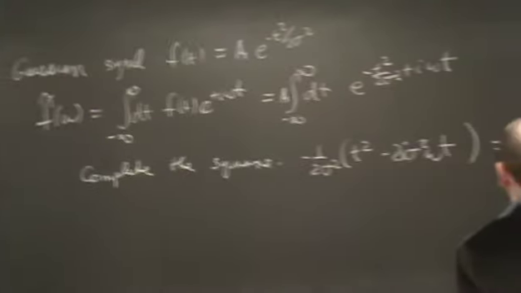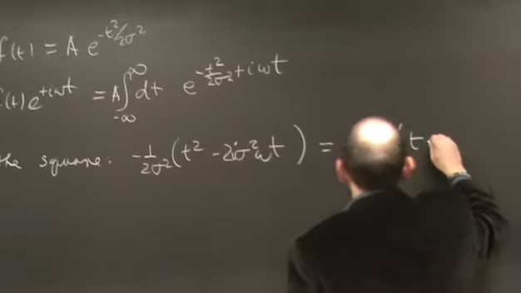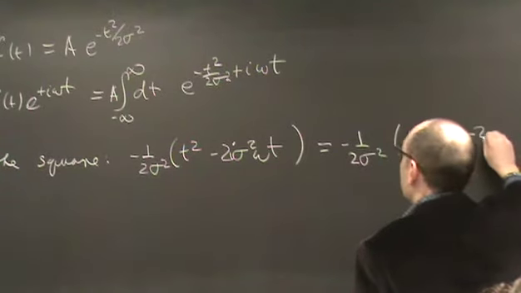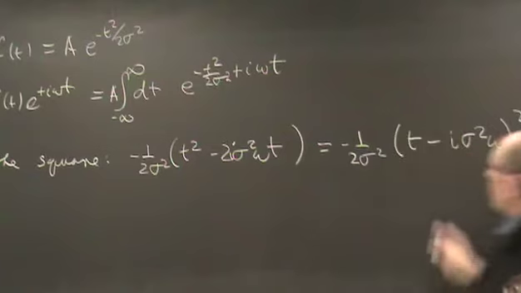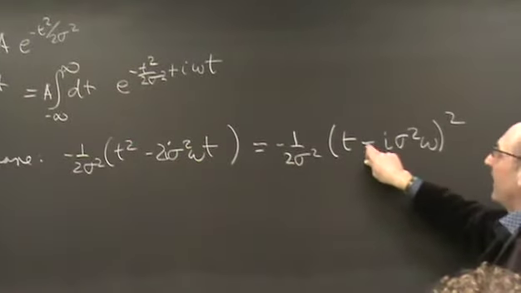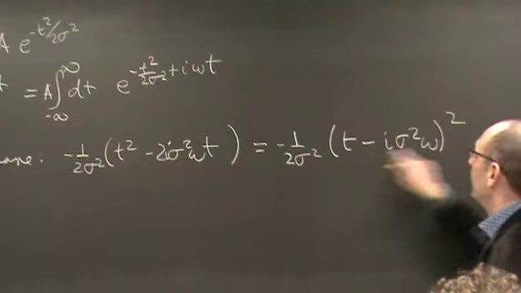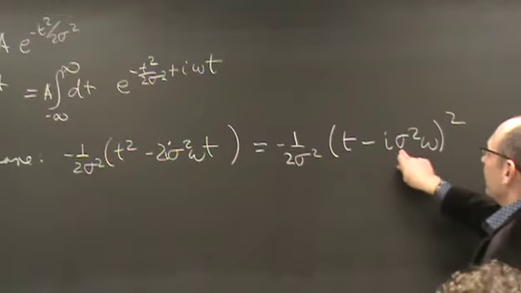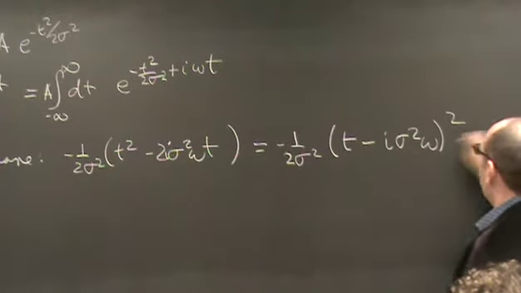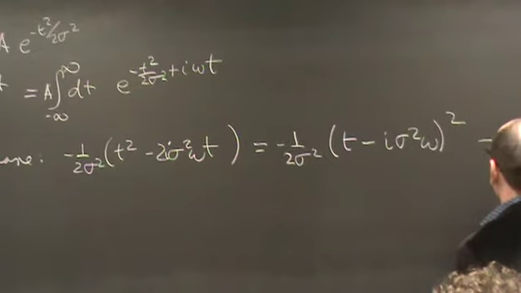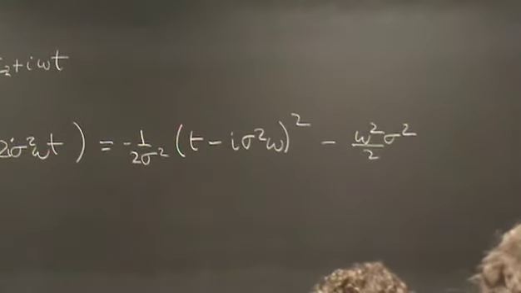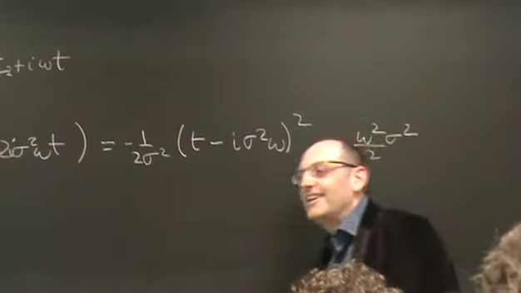So we got 1 over 2 sigma squared, this is t minus i omega squared. When I square that, I get t squared, I get minus 2i omega t. And then I've got to subtract out the piece, which is going to be minus 1 minus omega squared over 2 sigma squared. Okay, so that's complete the square. Do that in your favorite way.